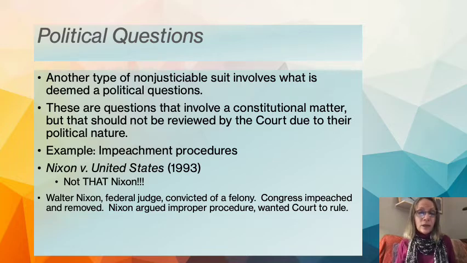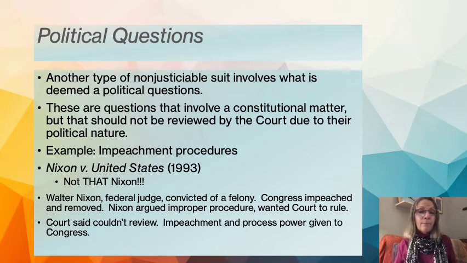The House impeached, saying that there was evidence that he had committed a crime, and then the Senate went ahead and removed him. So he basically lost his job. Walter Nixon was upset because he felt the procedure for impeachment and removal wasn't followed properly, and he wanted the Supreme Court to intervene and rule that Congress had acted improperly. And as you'll read in our textbook, the court said, nope, they're not going to review this.